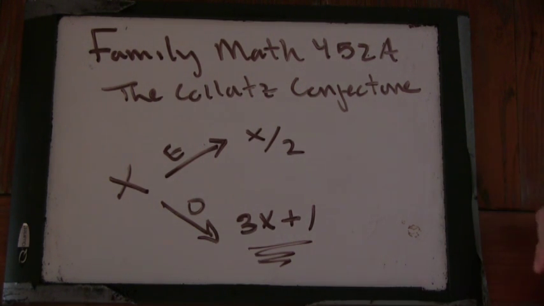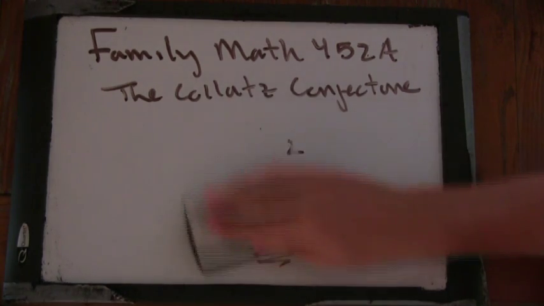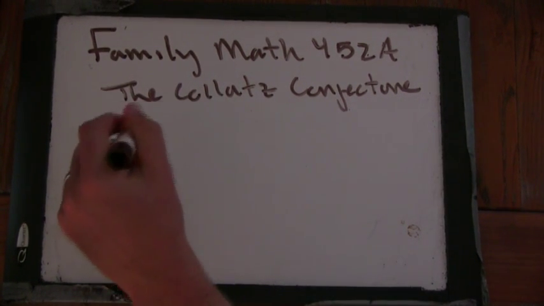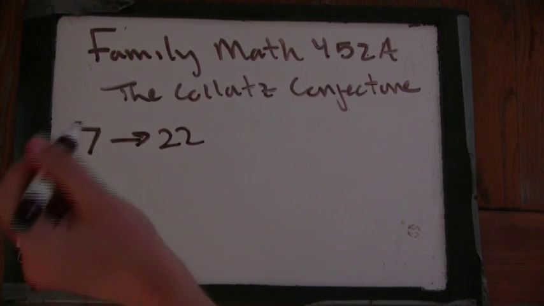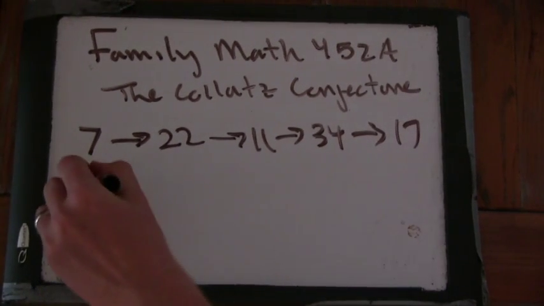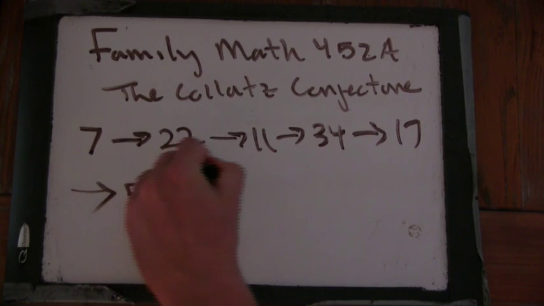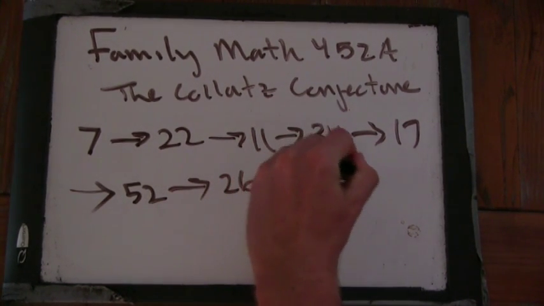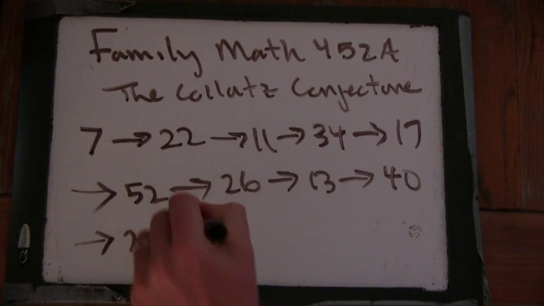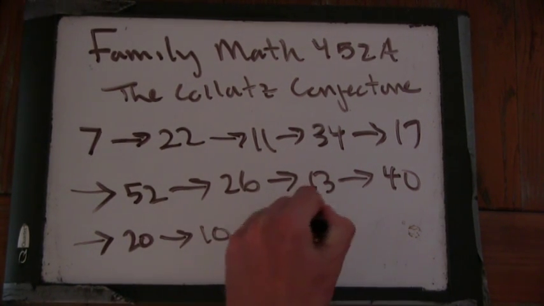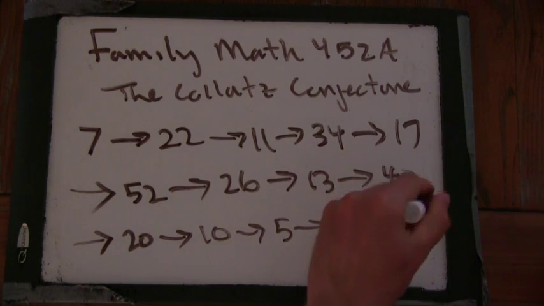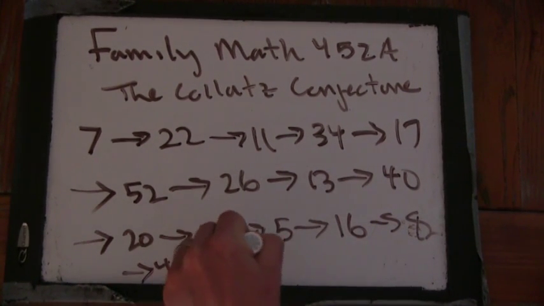So let's do an example. Pick a small number, and we'll go through an example real quick. How about 7? 7's actually a great example because it goes on for a little while. 7 goes to 22, which goes to 11. 11 goes to 34. 34 goes to 17. 17 goes to 52, which goes to 26, which goes to 13, which goes to 40, which goes to 20, to 10, which goes to 5, then 16.